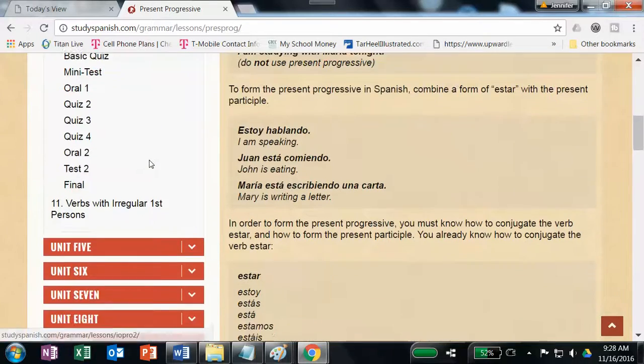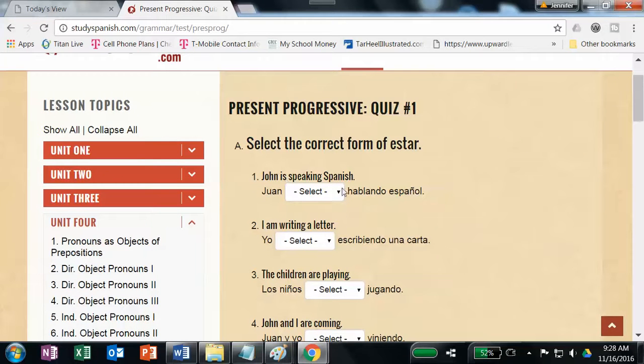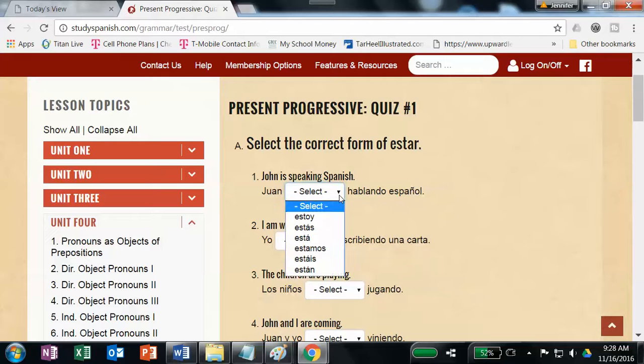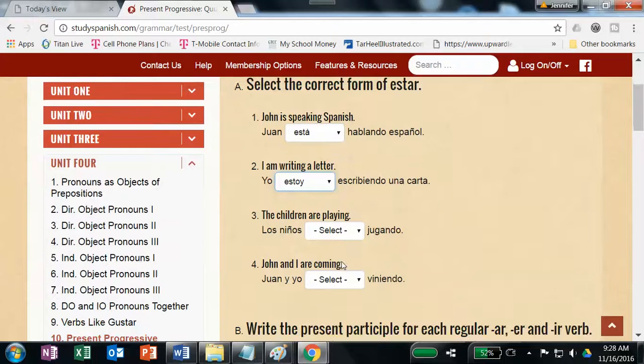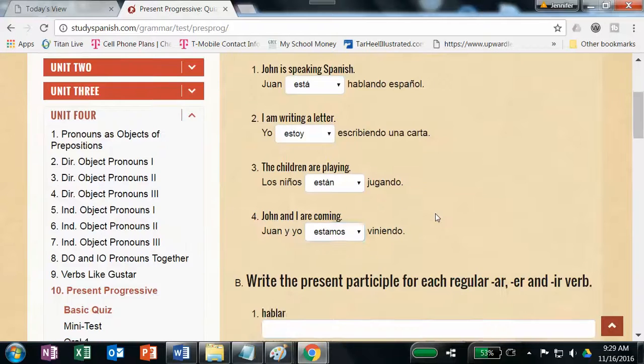So let's do some practice with it. Just a little quiz. So Juan is speaking Spanish. You have to make your estar agree. And so if it's Juan, you would pick está. Yo estoy escribiendo una carta. Los niños están jugando. So you'll notice that the ando, iendo is staying the same. The participle doesn't change for a person. You're either using an ando, iendo form, but your estar does change. It's está because of Juan. It's estoy because of yo. Los niños is están because of los niños. Juan y yo, this should be estamos viniendo.